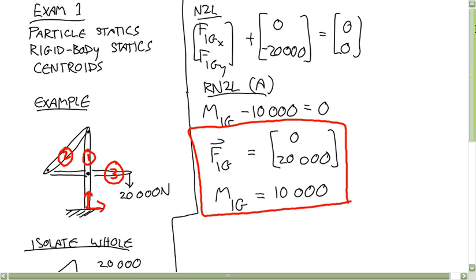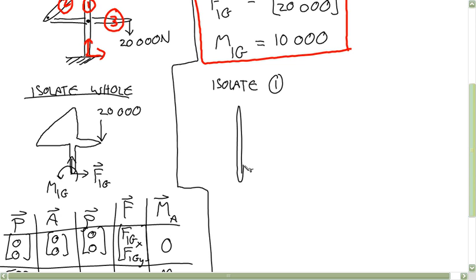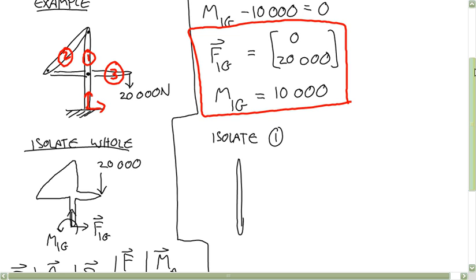Okay, so let's isolate member one. So what loads are acting on one? Yep. And we know what that is, so I'll just write that as 0, 20,000. And we also have that couple of 10,000. What else? Yep. And up here? Right.